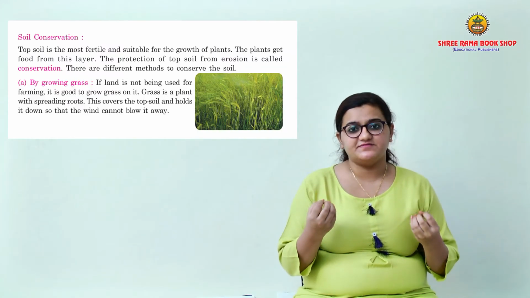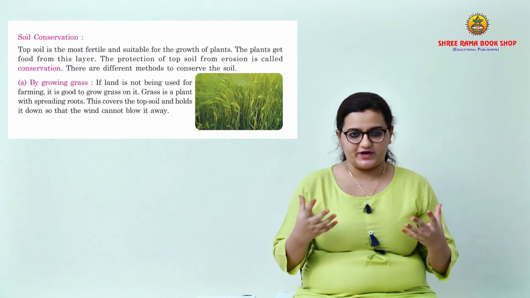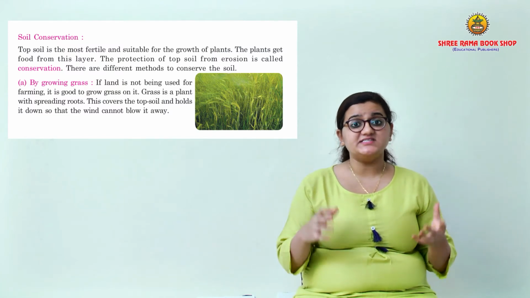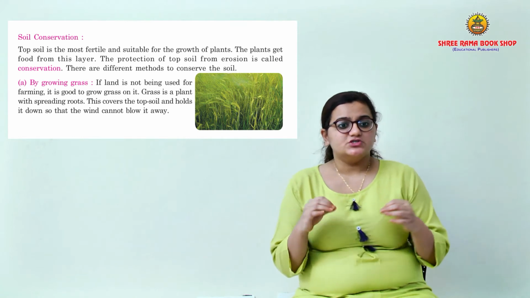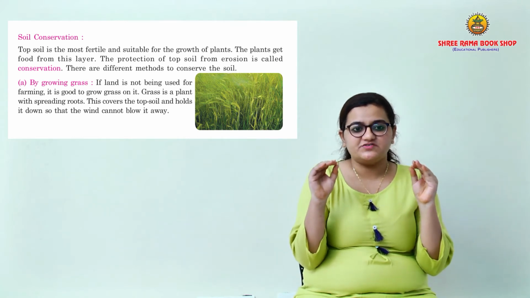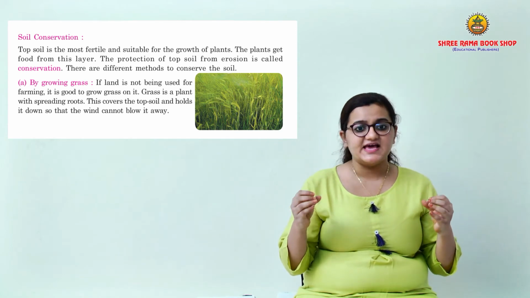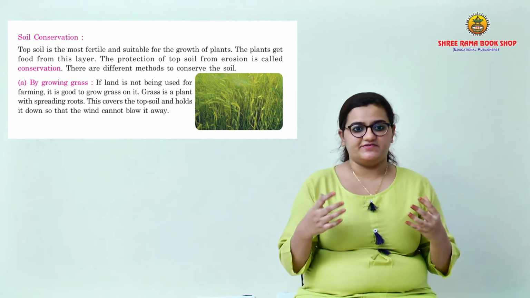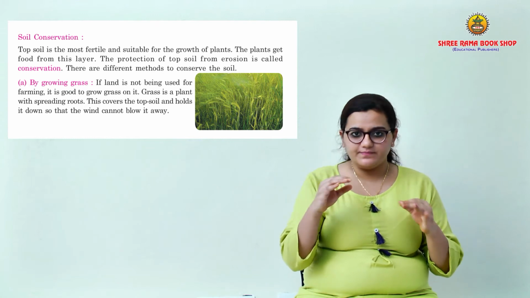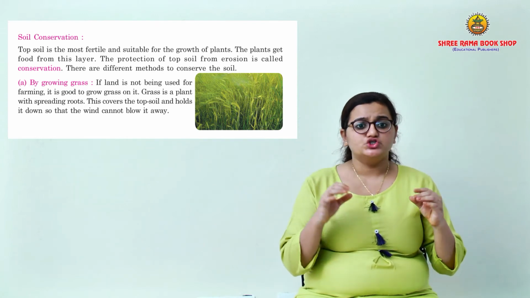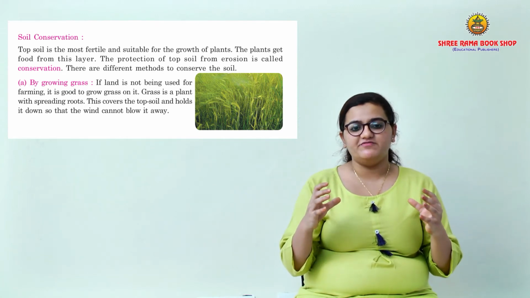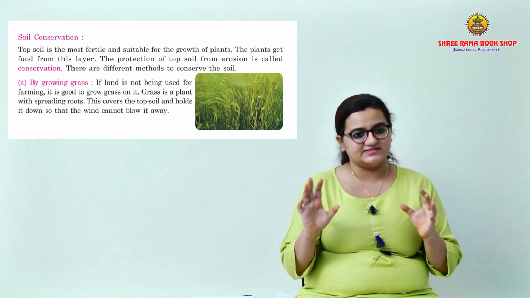Now let us look at how we can conserve this important resource, soil. This part is called soil conservation. The topsoil, which is the most fertile and the most suitable for the growth of plants, has to be conserved. The plant gets its food from this very layer. So the protection of the topsoil from erosion is called soil conservation.